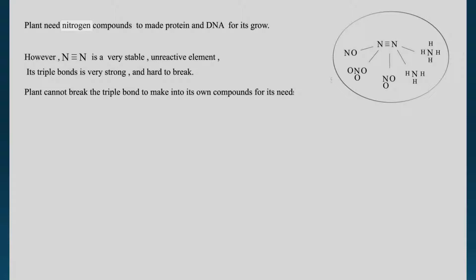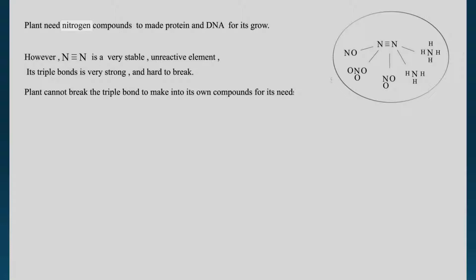And nitrogen in the air is quite plentiful. 80% of the atmosphere is nitrogen. Can we use it? No. Nitrogen has a triple bond. It is a very stable and unreactive element. The triple bond is very strong and hard to break.